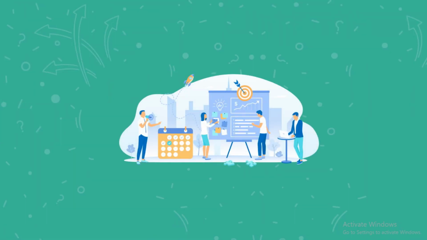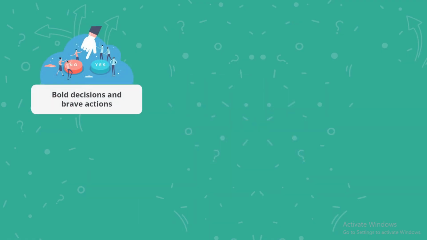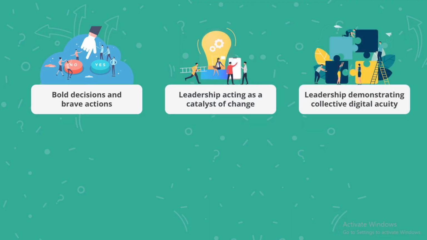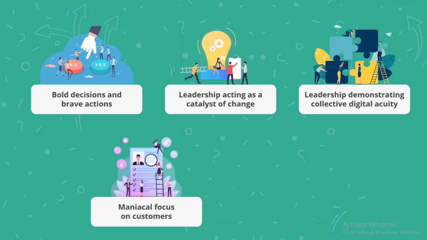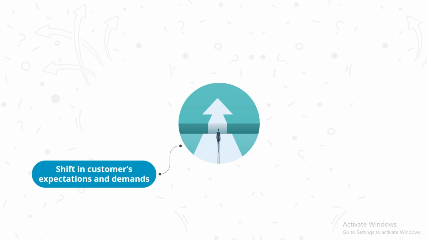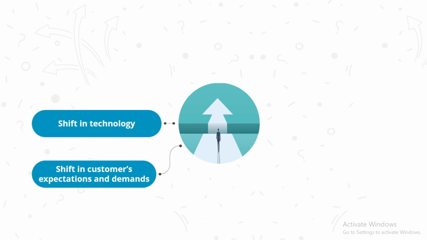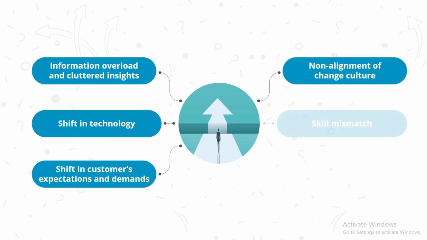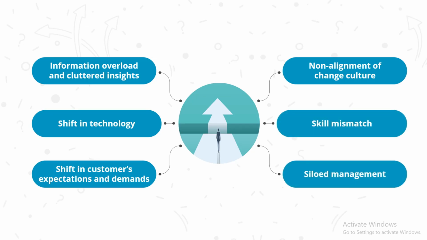Anna learns these attributes of the organization that demonstrate a positive change management culture: bold decisions and brave actions, leadership acting as a catalyst of change, leadership demonstrating collective digital acuity, maniacal focus on customers, and high-performance leadership. She is also aware of the critical challenges that act as deterrents in the process of digital transformation. These are shift in customers' expectations and demands, shift in technology, information overload and cluttered insights, non-alignment of change culture, skill mismatch, and siloed management.